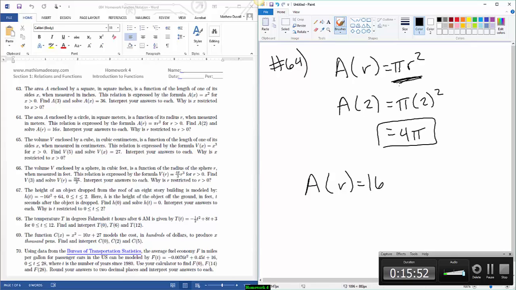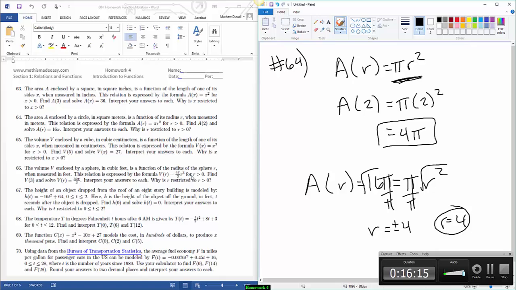and I know that A of r equals pi r squared, so I can set them equal to each other. Now I need to solve for r. If I divide both sides by pi, those cancel out. Square root both sides, and I get r equals plus or minus 4. And so r is only going to equal 4 because it says right here r is greater than 0. So because r has to be greater than 0, I only use the positive one.